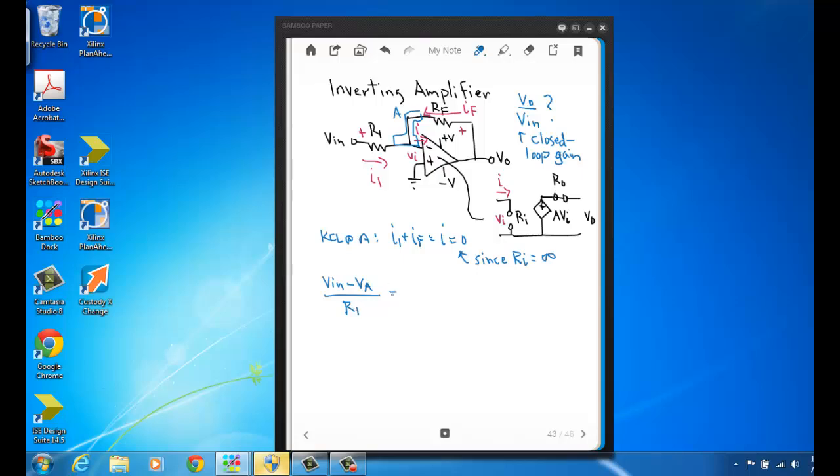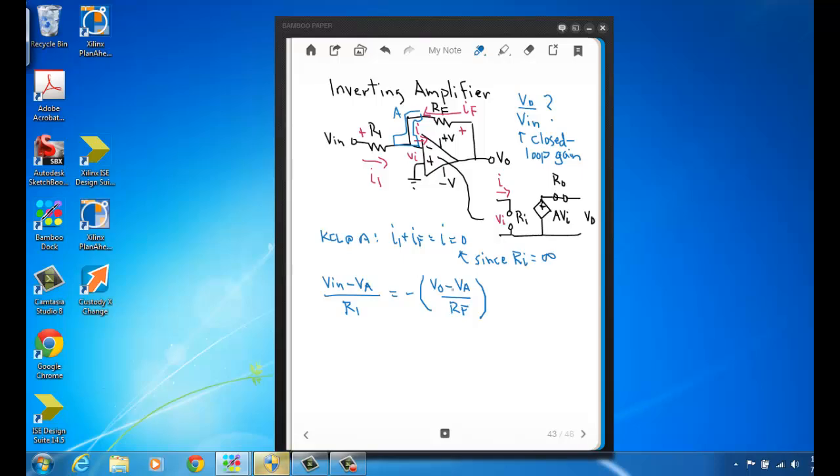And then I'm going to take IF over to the other side of the equal sign, so now it's minus IF. And then IF is going to be V0 minus VA. So we're getting close to what we want, V out over V in.